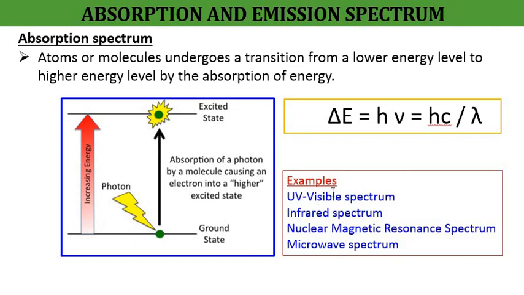The main examples are UV visible spectrum, infrared spectrum, nuclear magnetic resonance spectrum and microwave spectrum. Here, this process follows the equation ΔE equals hν or hc by λ.